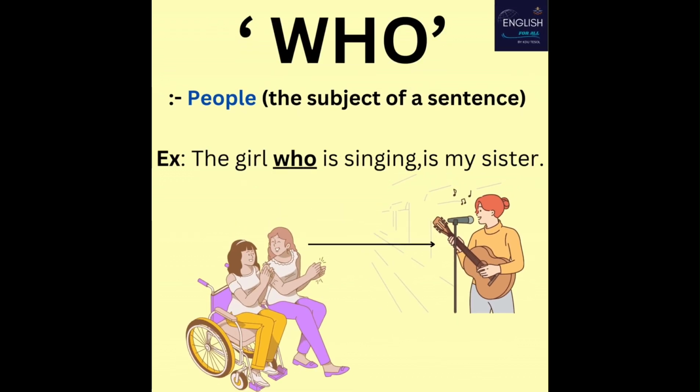Let's start with who. It's used when referring to people. That means we describe the main person in the sentence by using who. According to the example picture, one of the girls who's sitting in a chair says to her friend, the girl who's singing on the stage is her sister. She describes her sister to her friend using the relative pronoun who.